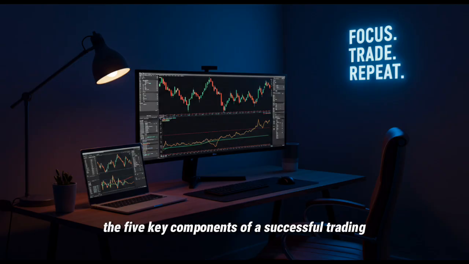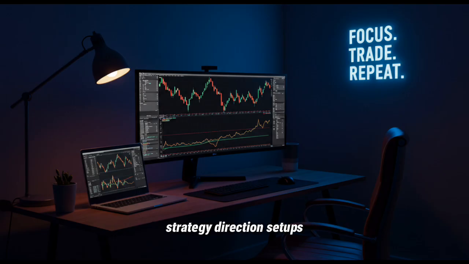That's it, folks. The 5 key components of a successful trading strategy: direction, setups, confirmation, entry, and risk management. If you take one thing away from this, let it be this. Trading isn't about gambling. It's about having a plan and sticking to it.